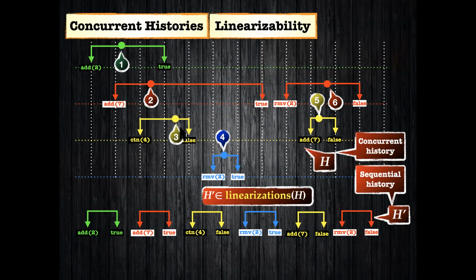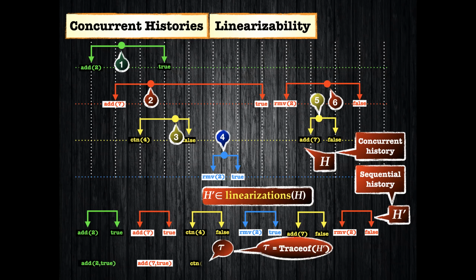Okay, so now we started from a concurrent history, we generated a sequential history, and now, as we know, we can generate a trace from the sequential history like this, using the collapsing operation. So linearization goes from concurrent histories to sequential histories, collapsing goes from sequential histories to traces, and in such a way, I obtain a trace corresponding to this concurrent history.